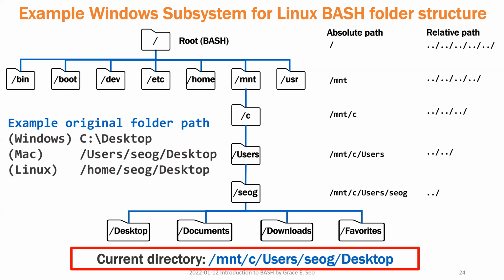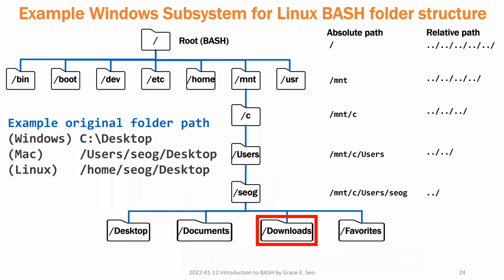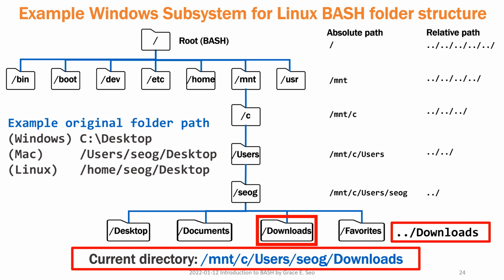Now, just to help out with understanding the path better, if we wanted to go from the current desktop to downloads using relative path, we would go into the SEOG folder first and then go down to the downloads path. So the relative path becomes ../downloads, and for an absolute path, it would become as shown at the bottom here.